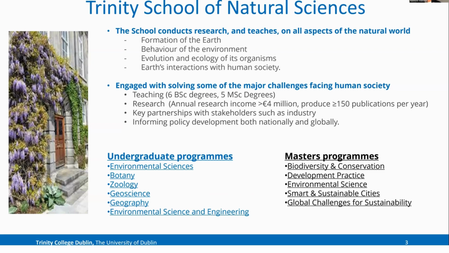So we have a whole range of different degree programs, from undergraduate to postgraduate level. We're going to be focusing, as James said, on the undergraduate programs today. And so within natural sciences, there are undergraduate degree programs in environmental sciences, in botany, in zoology, in geoscience, in geography, and environmental science and engineering. So lots of options, and we will talk about those in a little bit more detail a little bit later.